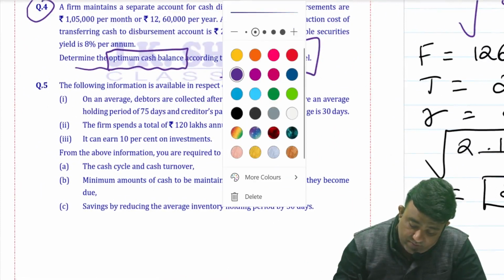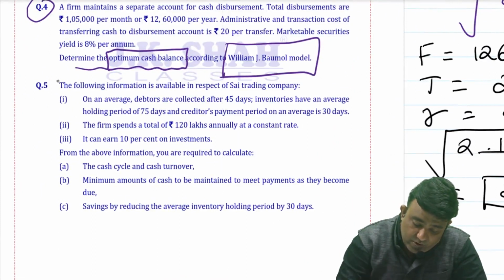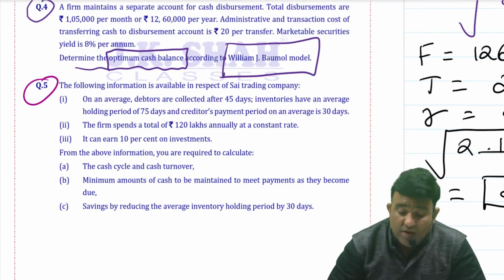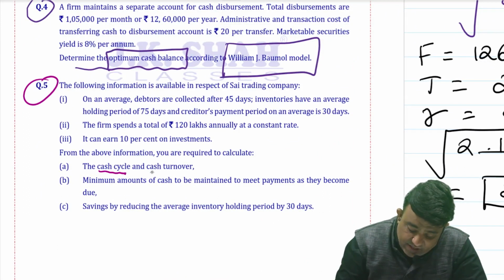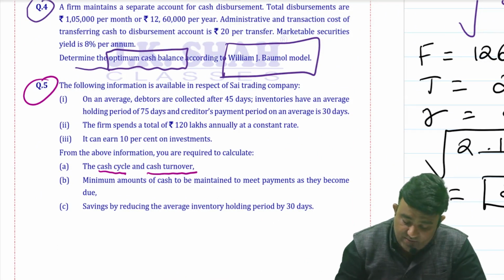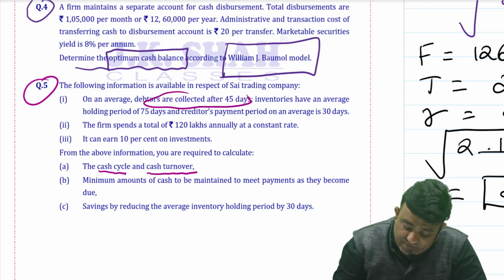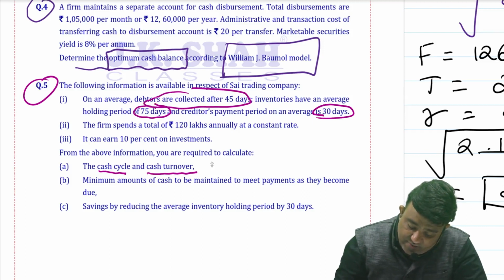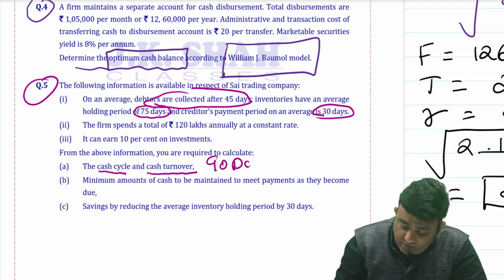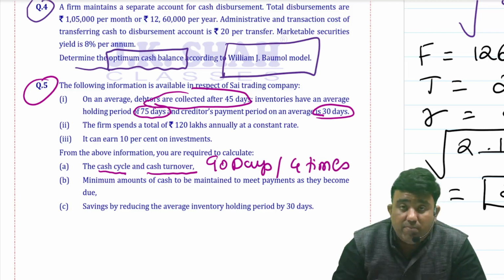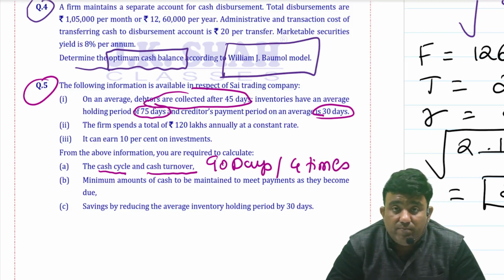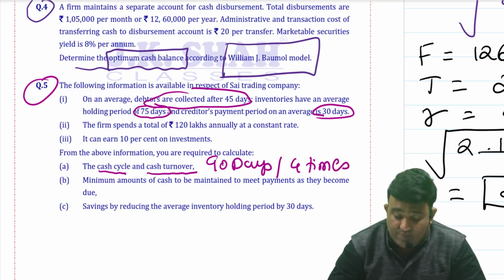Come to this part. Question number 5. Again, student, cash cycle is the operating cycle. Cash turnover is number of operating cycle. If I talk debtors 45 days, stock 75, total 120, creditors 30, that means cash cycle is 90 days. Yes, no? And 90 days means number of cycle will be 4 times. Remember working capital management? It's the same concept, 360 upon 90.